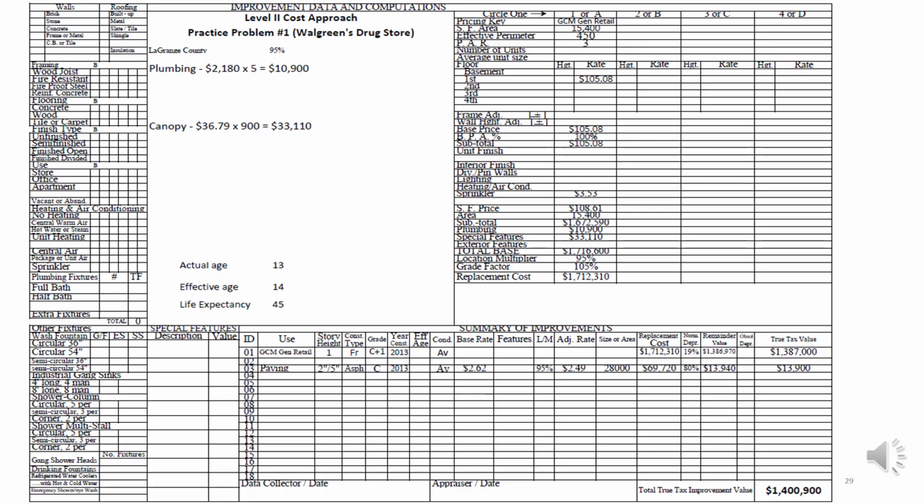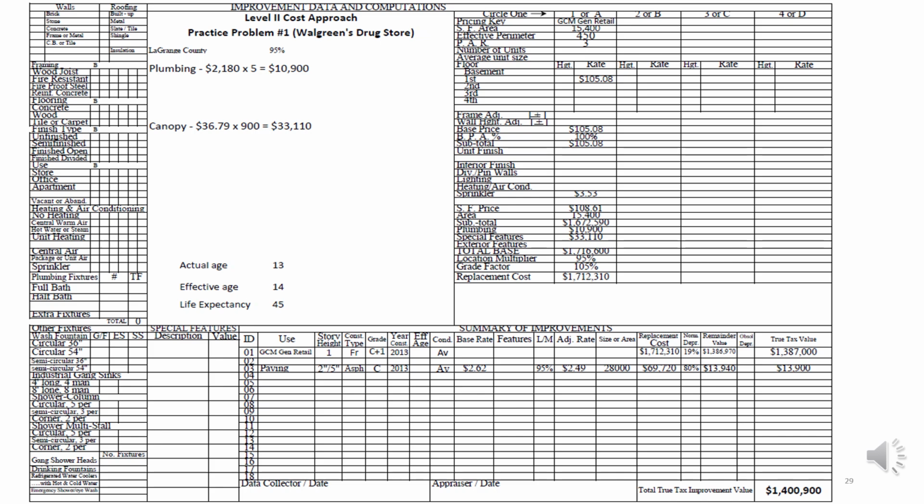Next, as I work my way down, I didn't have a frame adjustment or a wall height adjustment, so my base price is also going to be $105.08. There's no base price adjustment, so that's 100%, and my subtotal is also going to be $105.08.